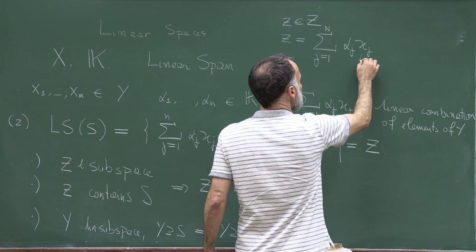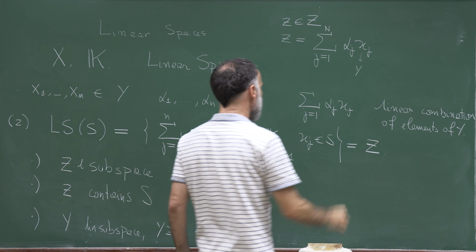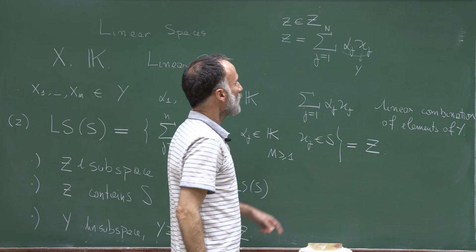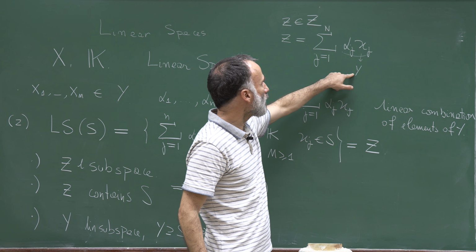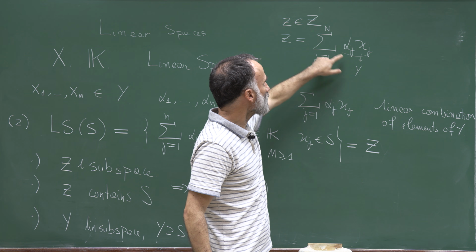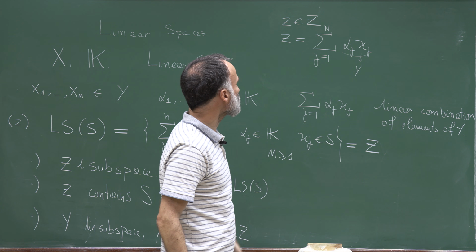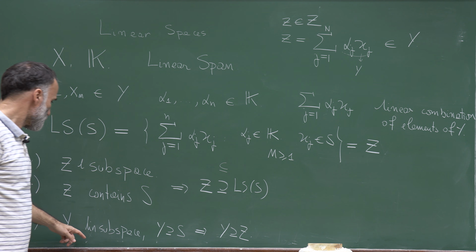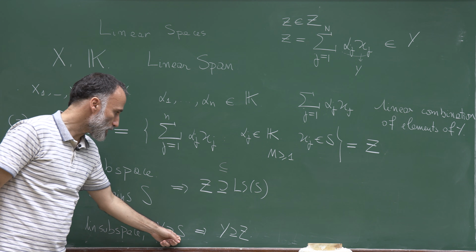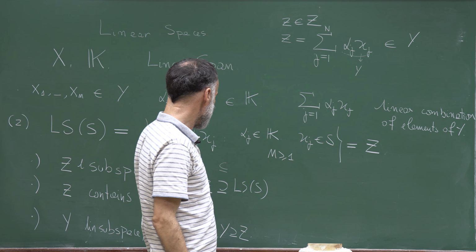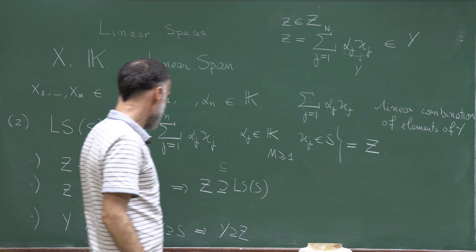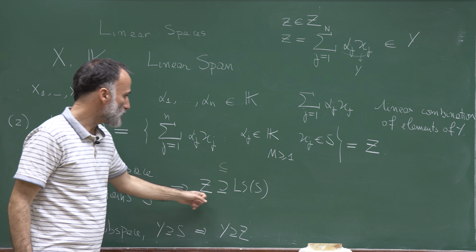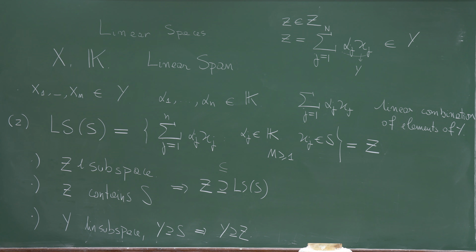Well, xj is an element of S, so it's an element of Y, because Y contains S. So multiplying an element of Y by a scalar, it's still an element of Y, because Y is a linear subspace. And summing elements of Y gives an element of Y, because Y is a linear subspace. So this is an element of Y. So we just proved that if Y is a linear subspace which contains S, then it has to contain Z, because any element of Z is an element of Y. And so from these three properties, we conclude that indeed Z is equal to the linear span of S.